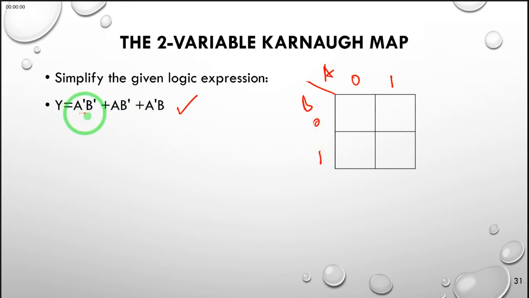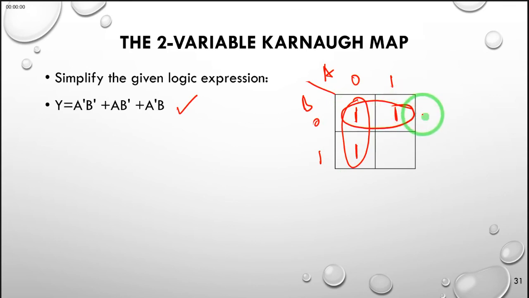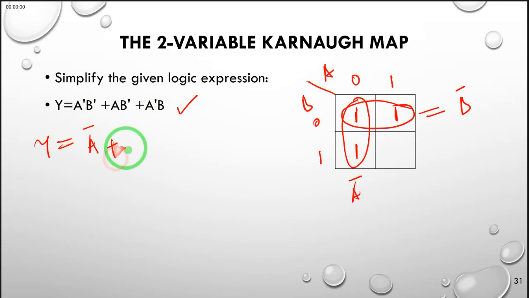And therefore, we have A bar, B bar, means this is where we have a 1 there. A, B bar, right here. And finally, A bar, B here. So again, we don't have any groups of 4 here, but we have a group of 2. We can form that group and form that group, meaning that this is equivalent to a B bar, and this is equivalent to a bar. And therefore, when you simplify this using the K-map, you can realize that Y becomes A bar or B bar.